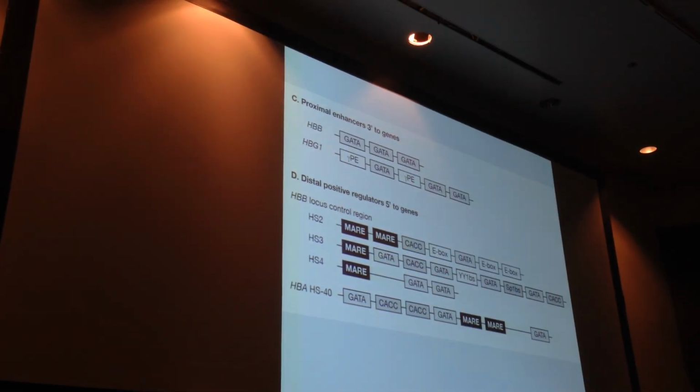And finally, this is what some more dysfunctional regions look like. This is how people put together enhancer complexes that regulate the gene array that you saw.